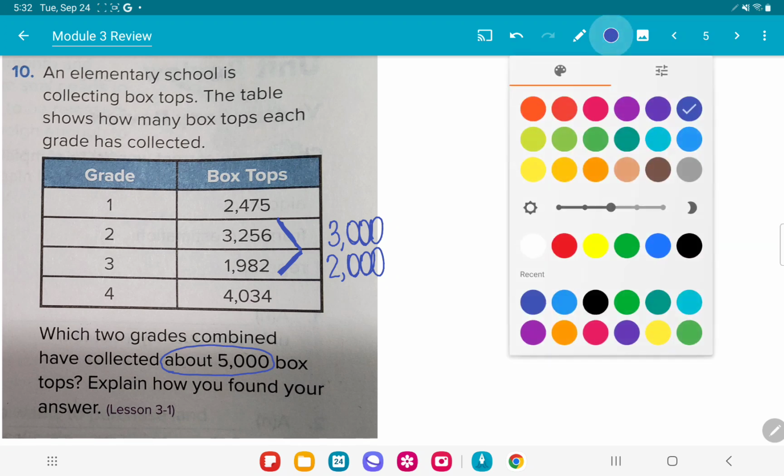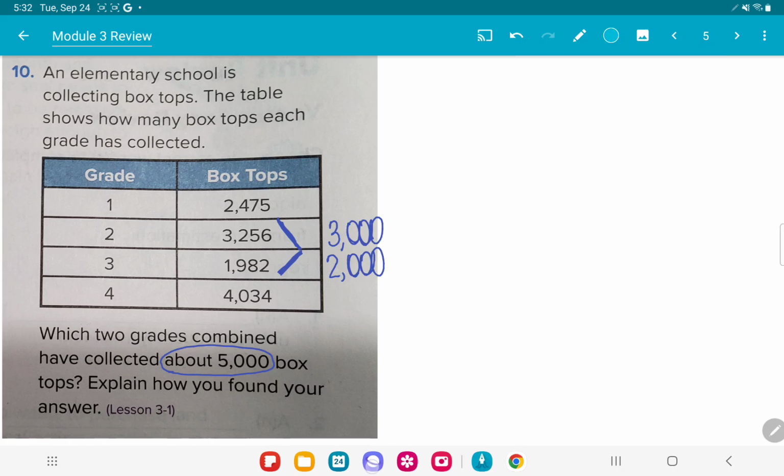We could justify some other answers. If we rounded, 2,475 would round back to 2,000. And 3,256 would round back to 3,000 if we rounded to the nearest thousand. So we could say those two collected about 5,000 box tops. We could also use front end estimation. 2,000 and 3,000 make 5,000. We could use front end estimation to show 1,000 and 4,000 also make 5,000.